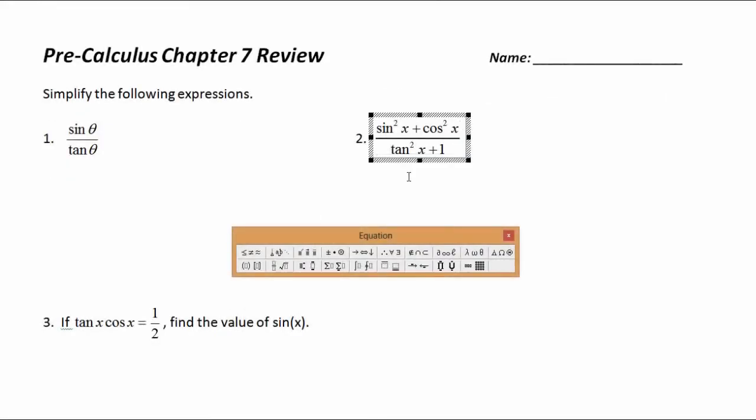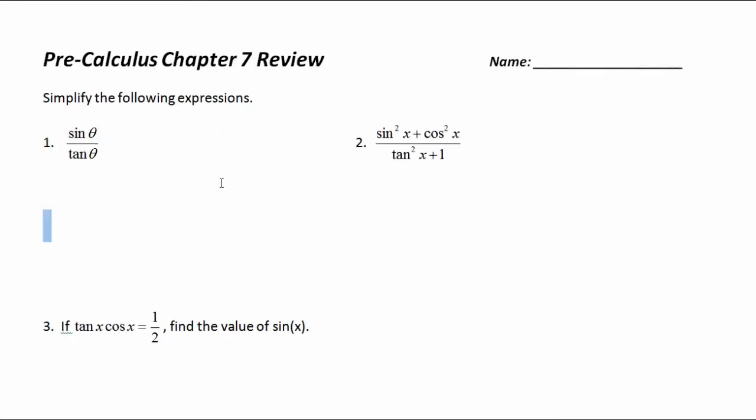Okay, so this is the Precalculus Chapter 7 review. Let's take a look and we'll work through some of these. We start off with some of our trig identities.